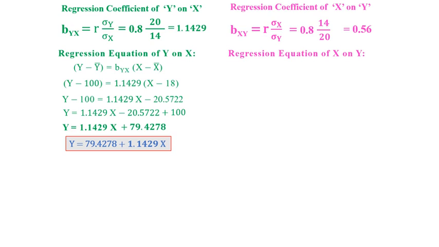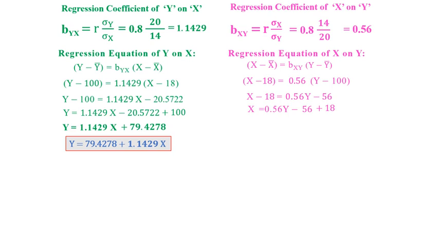Similarly, x on y: x minus x bar equals bxy into y minus y bar. x minus 18 equals 0.56, bxy is 0.56, into y minus 100. So simplifying this, we will be getting like this. Take minus 18 to the right hand side, so it will become plus 18, minus 56 plus 18. So it will be like this, minus 38.